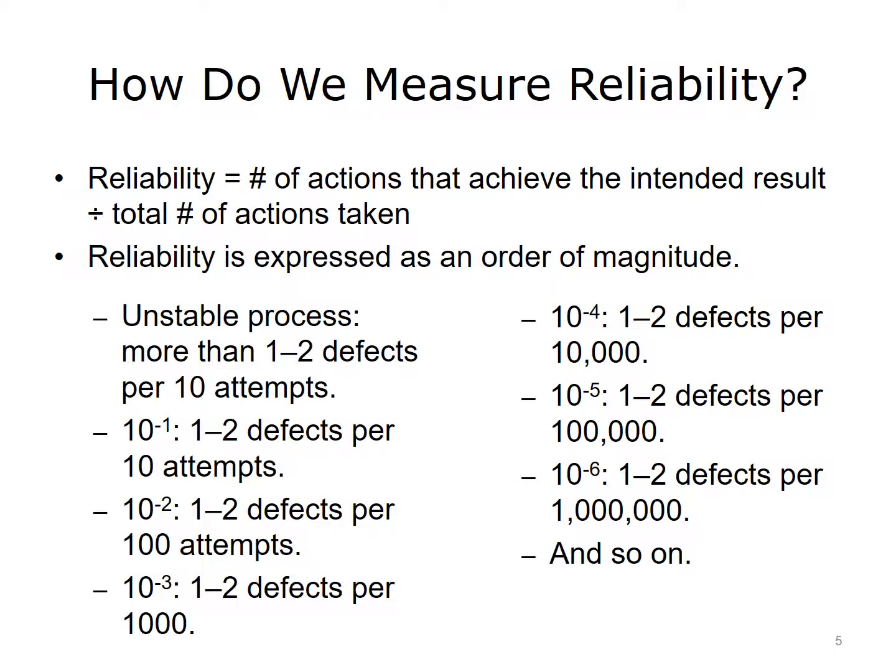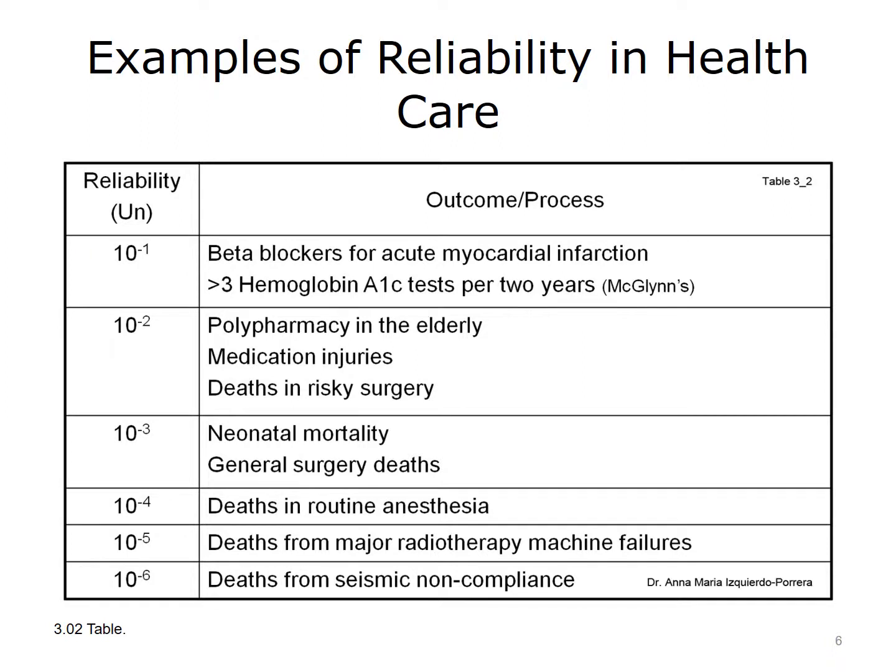Measuring reliability is also useful to describe the design of the system. The characteristics of systems that perform at 10 to negative 1, for instance, are different from those that perform at 10 to negative 3. The use of beta blockers for patients with acute myocardial infarction and the testing of hemoglobin A1C in diabetic patients are some of the least reliable processes.